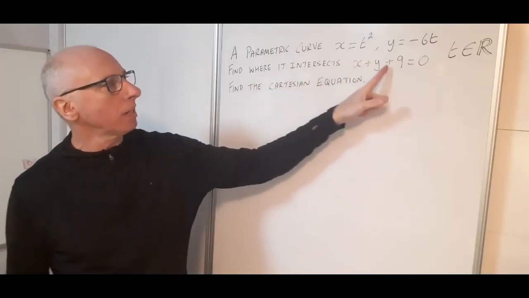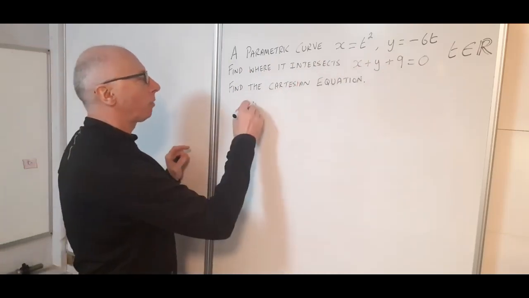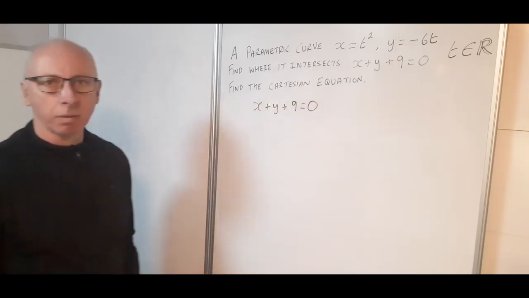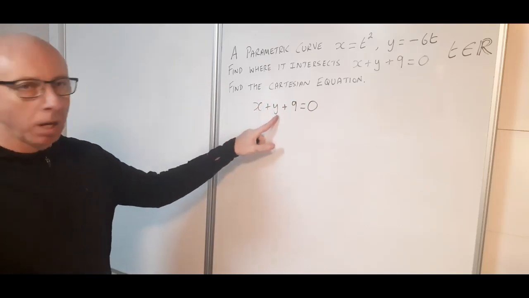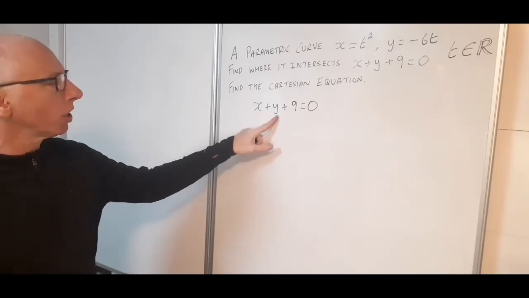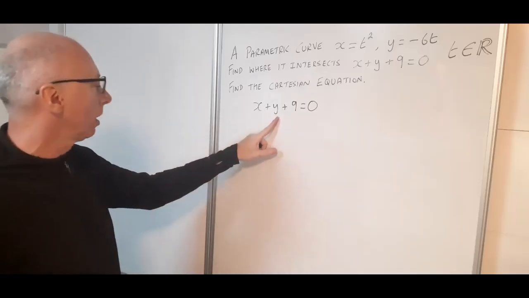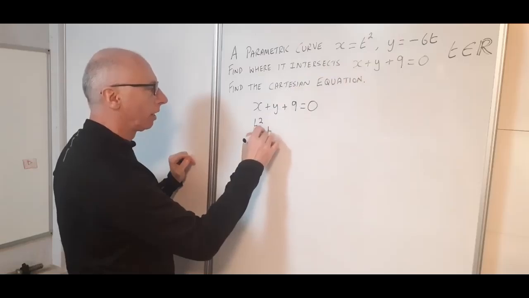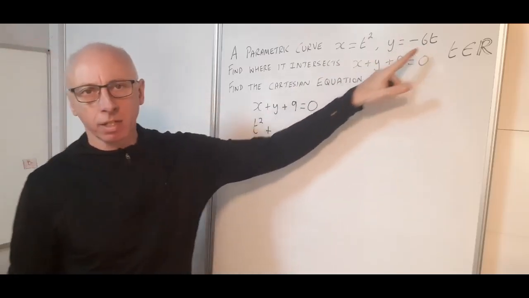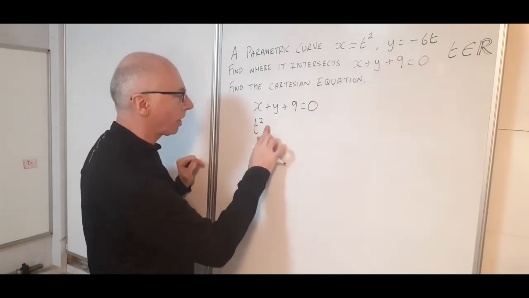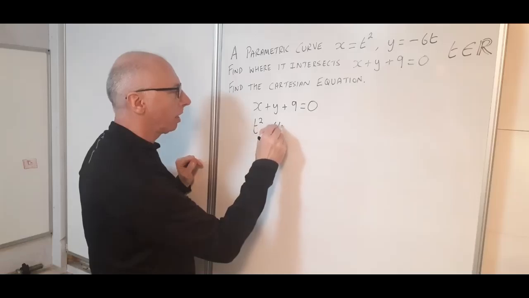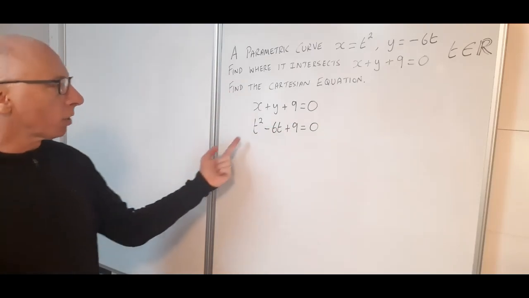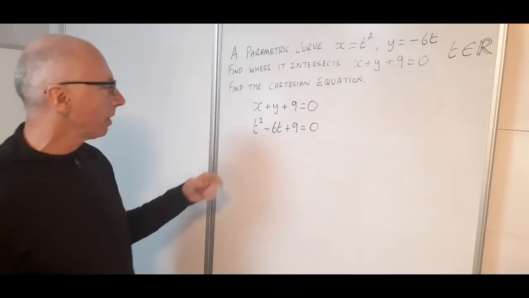So first of all, let's look at this intersection. If I just write out what we've got, x plus y plus 9 equals 0. Now what I've got to do here is get my x and my y from my parametric curve definition and plug in. So x is defined as t squared, so let's replace that with a t squared, keep the plus sign. Y is minus 6t, so that can now become minus 6t, and then plus 9 equals 0. Now I've got a quadratic, so let's solve for t and see where that takes us.